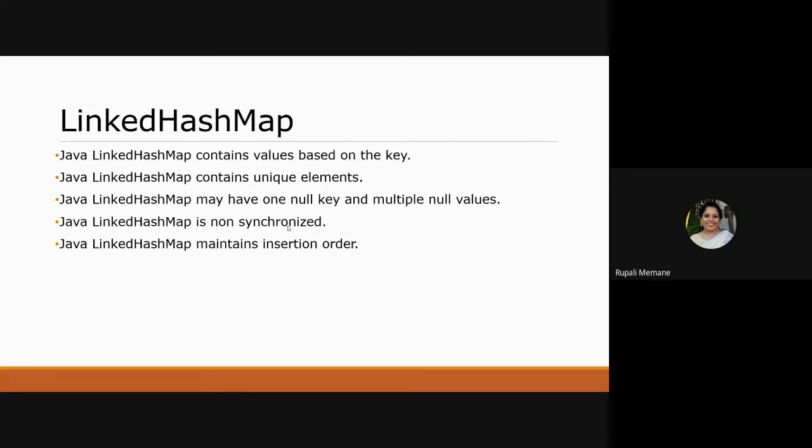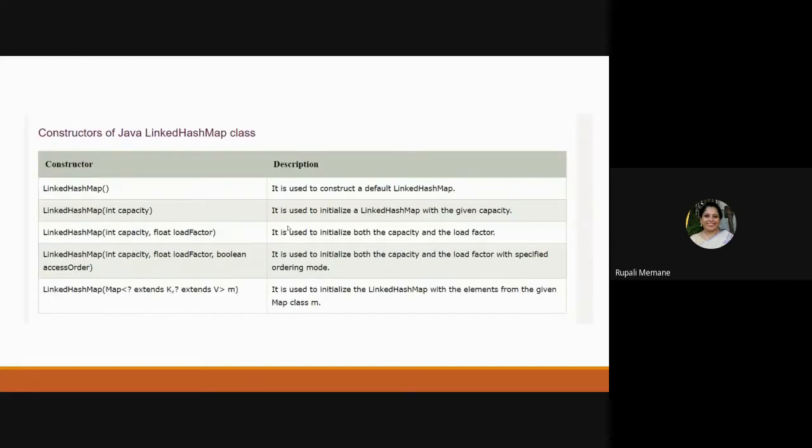Now again, these key features, as I said, might be important when you are doing your theory paper or your 1-2 marks questions, or even during your viva or practicals. Now these are the constructors of linked hash map. Default linked hash map, then int capacity, that means I have given the initial capacity. Then int capacity and float load factor, these we have already seen in the previous collections. What is that? The int capacity, load factor, and boolean access order.